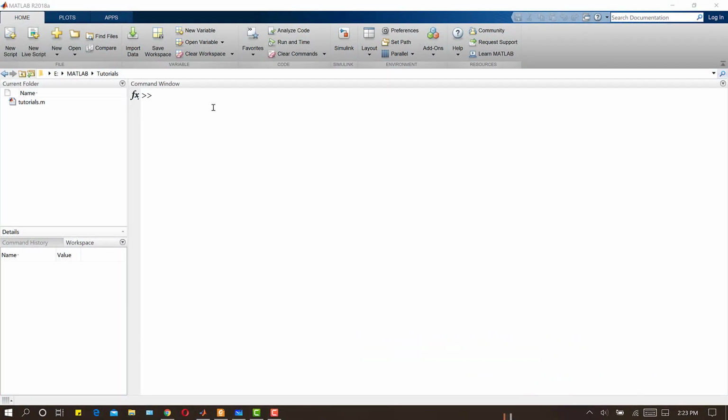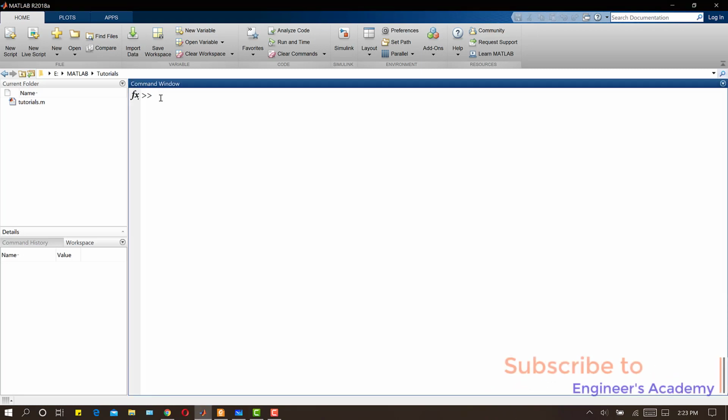MATLAB has some predefined variables. For example, if I want to write pi, 22 divided by 7, in MATLAB we can simply write pi. So if I write pi in the command window, what will it display? It will display 3.14.